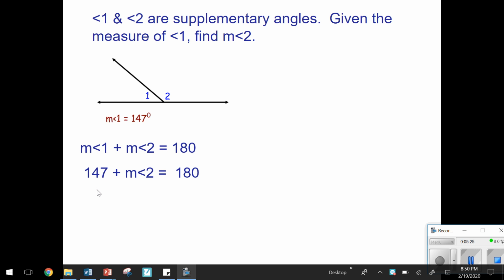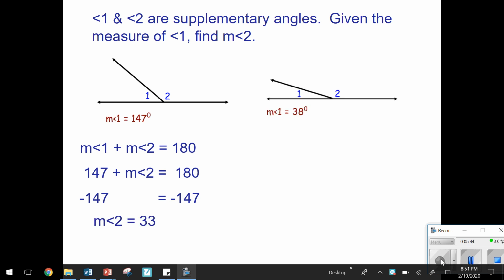How do I move it to the other side? Subtract 147 from both sides. It's going to cancel out over here on the left, leaving me with the measure of angle 2. Grab your calculator or use your brain. Take 180 minus 147. Let's find out how much angle 2 should be. So when you took 180 minus 147, you should have gotten 33 degrees. And you can take 33 plus 147, add those guys together, you should get 180.